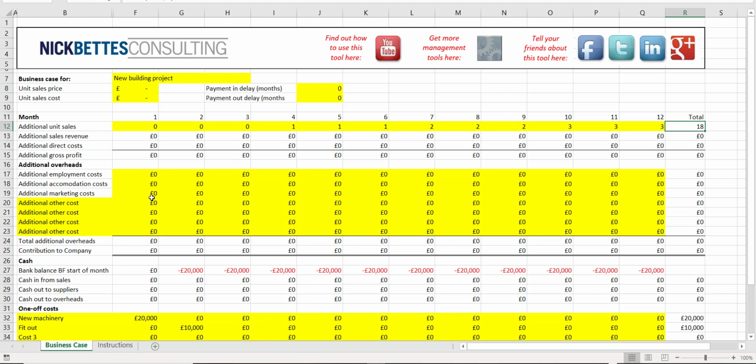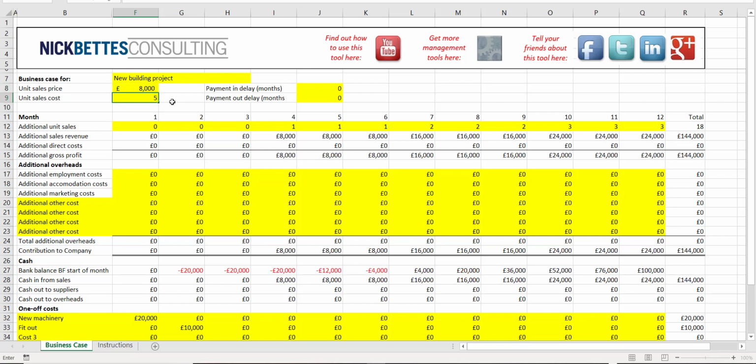It doesn't seem to have done much for my income or costs. That's because we haven't yet put the figures in here. So I'm going to assume it's a project business, so each new sale I'm going to say is worth on average £8,000 and costs us on average £5,000. And you can see now that we've started to get some revenue, direct costs, and in fact a gross profit line. That's saying that over the year, 18 additional sales, £144,000 additional income, £90,000 additional costs, giving me a GP of £54,000 for the year.